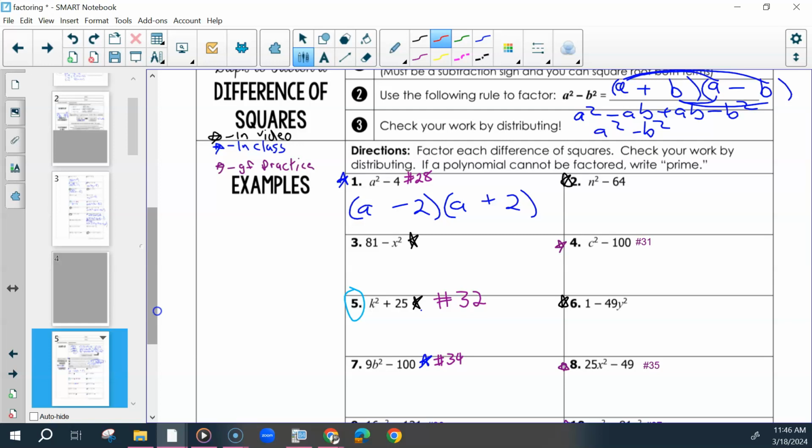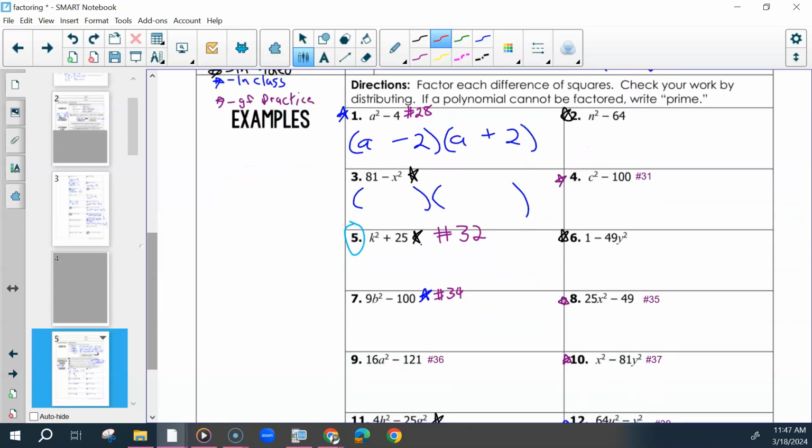Questions about that? These are so easy to get on the test. Not really. Yes. So let's say like 81 squares. You have to put 81 squares. The number, but yes, so let's do that one. So what times what will give us 81? 9. What times what will give us x squared? X. Put a plus, put a minus. So whatever order it's originally in, if the variable comes first, the variable has to come first in your answer. If the number is first, the number has to come first in your answer.